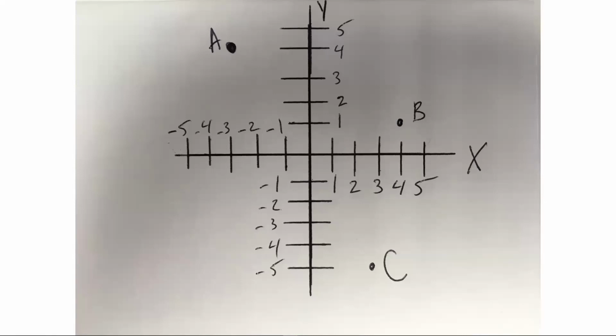John? A would be -3, 4. B would be 4, 1. And then C would be 3, -5. Yep, exactly. So that's exactly how this works.